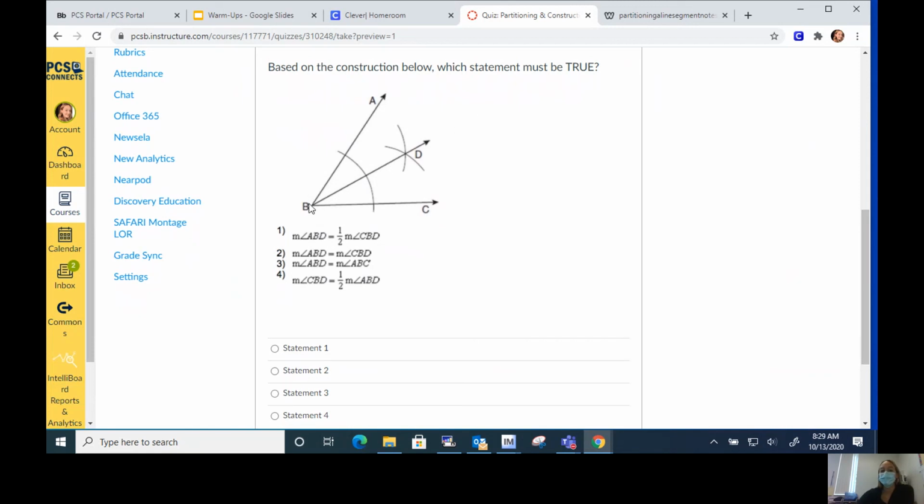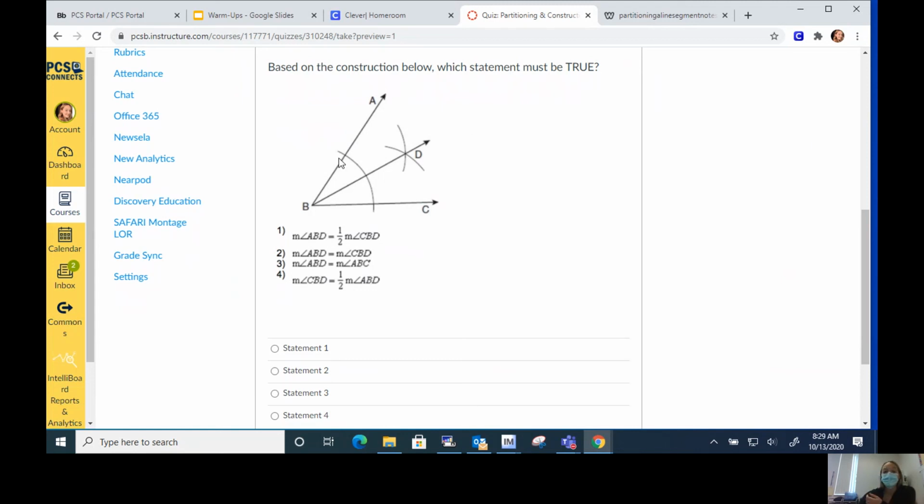What is this line BD doing? Where is it located? It's located right in the middle. What do we call something that's in the middle? Cuts an angle in half. Bisect. Very good. So this right here is a picture of an angle bisector.